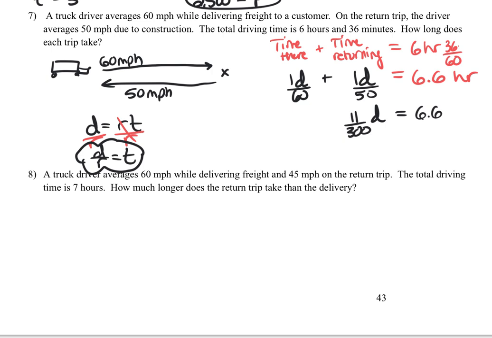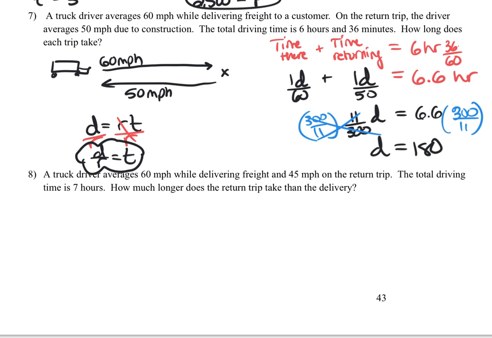All right, I'm multiplying 11 over 300 and D. So to undo that, I want to multiply by the reciprocal. What's that? Good, 300 over 11. Okay, that cancels out my 11 over 300, so I'm left with just the distance. And then 6.6 times 300 over 11. Make sure you're able to get your 180 in there.